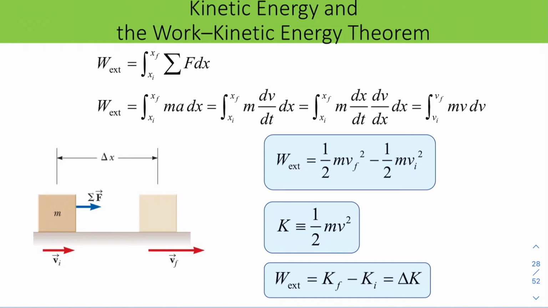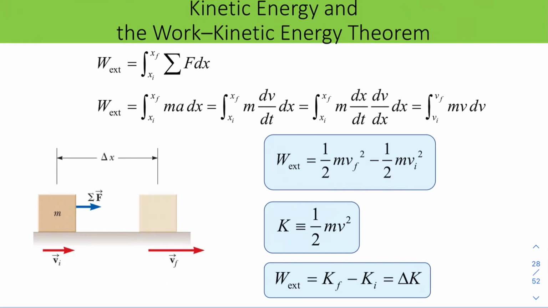Let's consider a block placed on a surface on the floor, experiencing a net force, F net, the summation of F, to the right. Initially, the block has V initial, and upon reaching delta X to the right, it has V final.